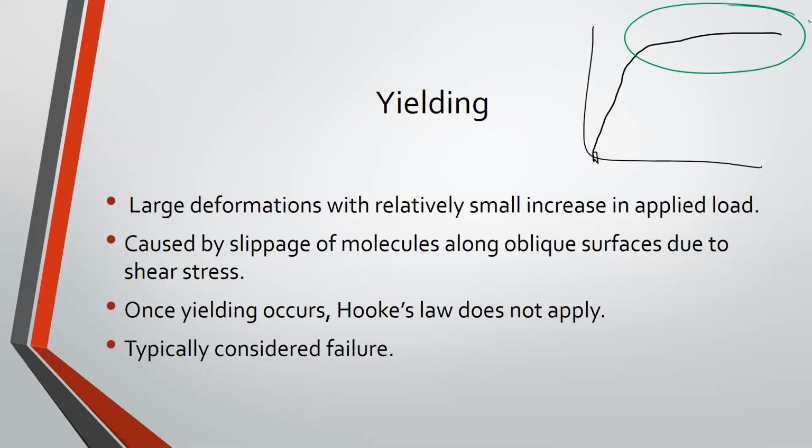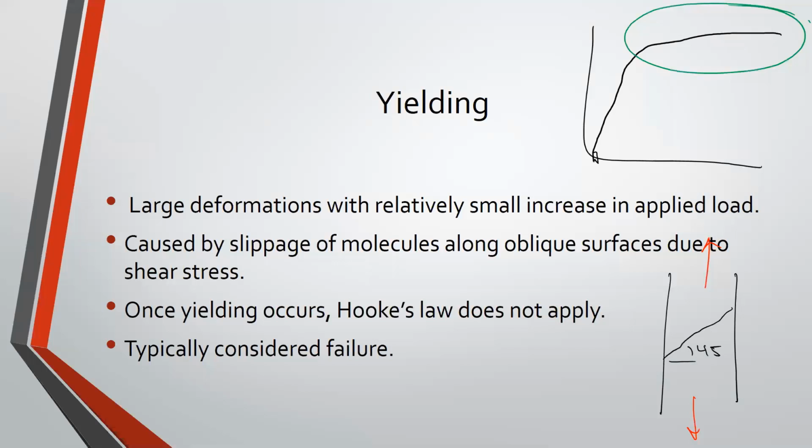Yielding is caused by the slippage of molecules along oblique surfaces due to shear stress. That's a mouthful, but let me draw a little picture. If you have a material and it's being acted on by some tension, there's an oblique plane like this in which you have shear stress occurring. So even though you're only applying normal stress, your maximum shear stress is on this 45-degree plane. And really any plane in between 0 and 45 is experiencing some level of shear stress, with the maximum being on the 45. And because there's shear stress on that plane, it's causing molecules to slip past each other.